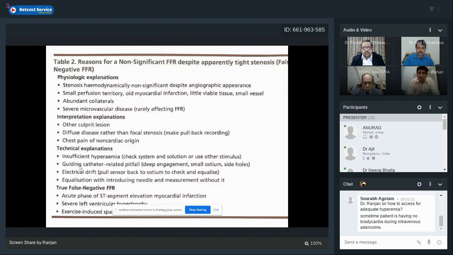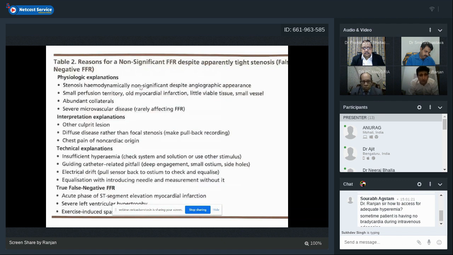So 2-3 points, if you want to make it, the first one is a physiological explanation. They are true. So acute MI, I will discuss that shortly. We cannot do it in certain period of time, which we'll discuss. But avoid technical reasons. Make sure you use the appropriate guide without side hole, and you look for drift and look for equalization. You have done right equalization.